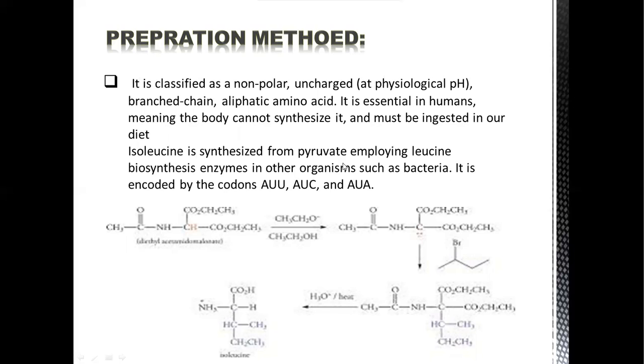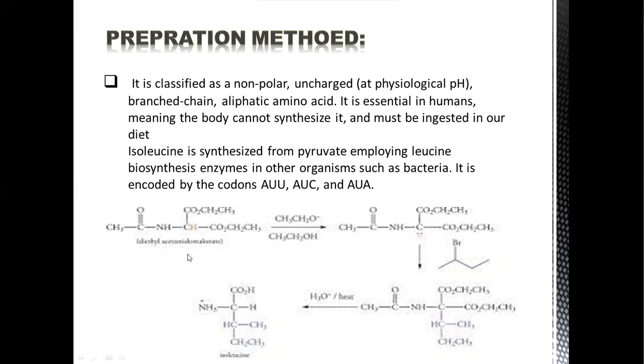Isoleucine is synthesized from pyruvate, implying a biosynthesis enzyme, in other organisms such as bacteria. Like insulin, we prepare isoleucine in bacteria. It is encoded by the codons. These are three codons which are responsible for the formation of isoleucine in bacteria. These are adenine, uracil, adenine, uracil, cytosine, adenine, uracil, and adenine.